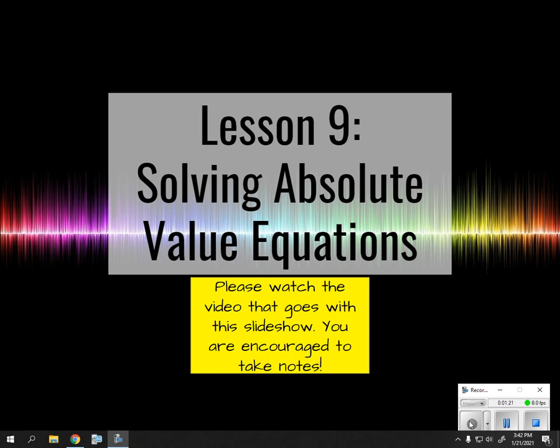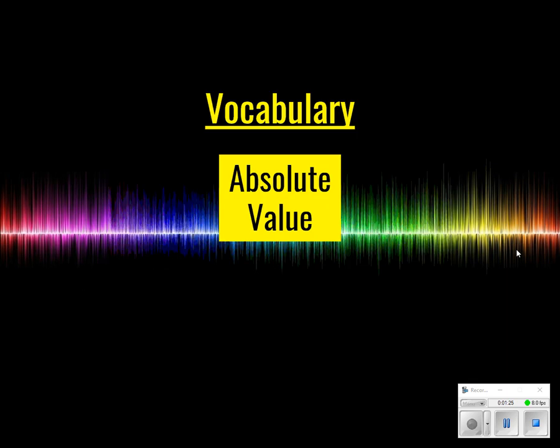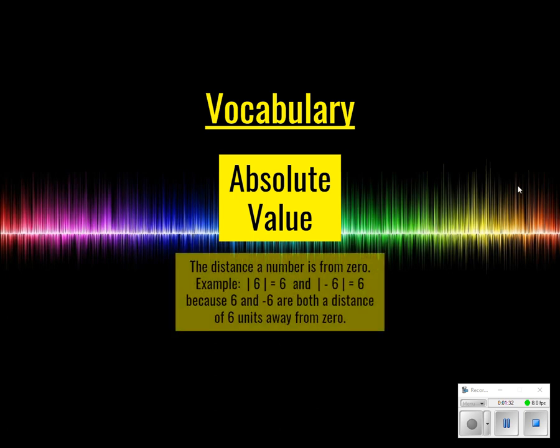So let's go ahead and get into lesson 9, which is solving absolute value equations. One of the questions I have for you is, what does absolute value even mean? Well, absolute value is the distance a number is from 0 on the number line. So the absolute value bars, those vertical bars, represent absolute value. Be very careful. Sometimes people think that they're ones, so just watch out for that.